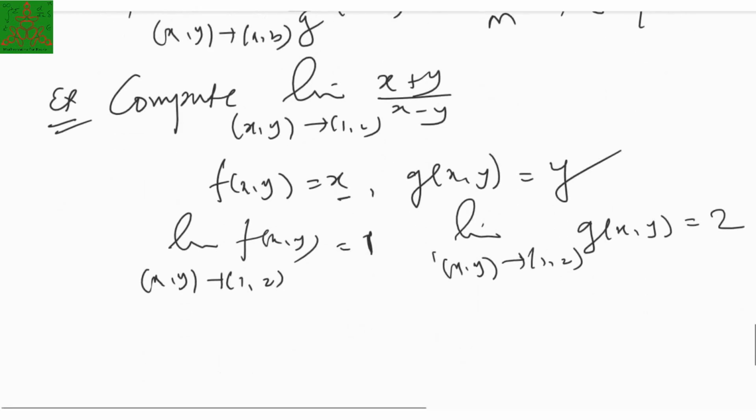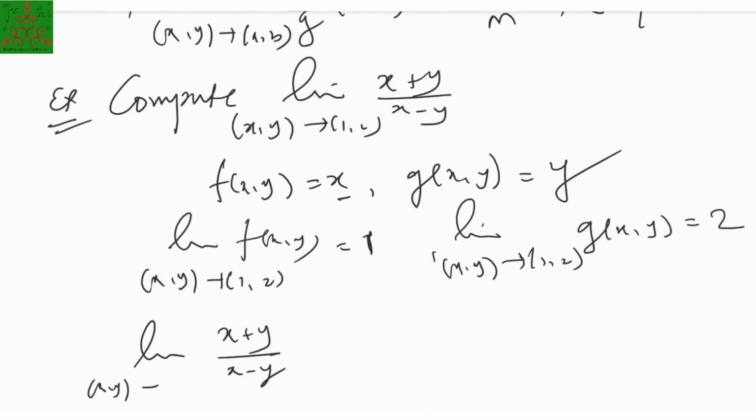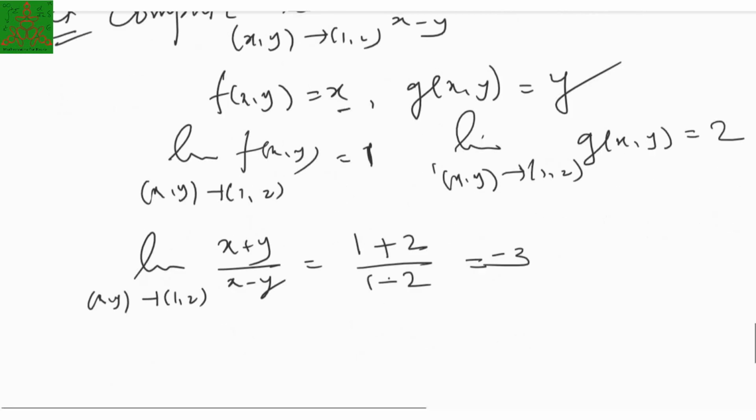Now if you want to calculate this limit, (x plus y) upon (x minus y) as (x,y) tends to (1,2), we can see that this is 1 plus 2 upon 1 minus 2, because we apply the division rule, the addition rule and the subtraction rule here, and the answer will be minus 3. So with that we can move further.